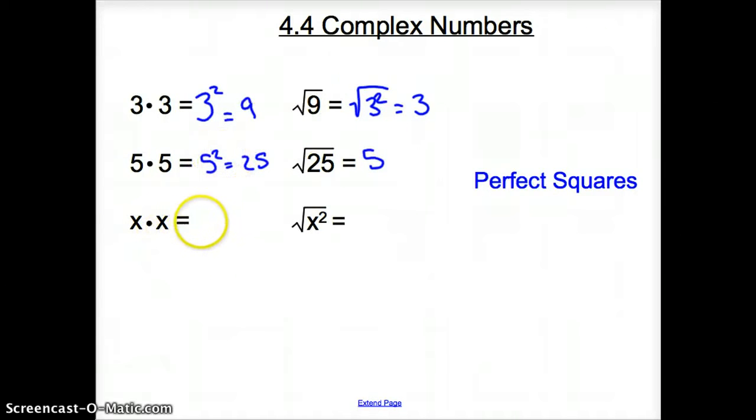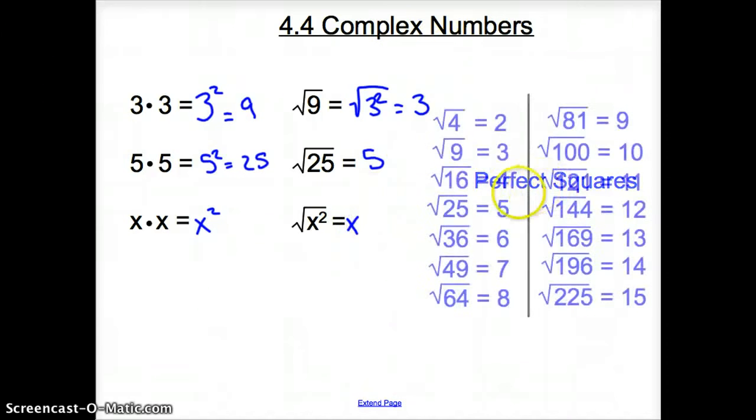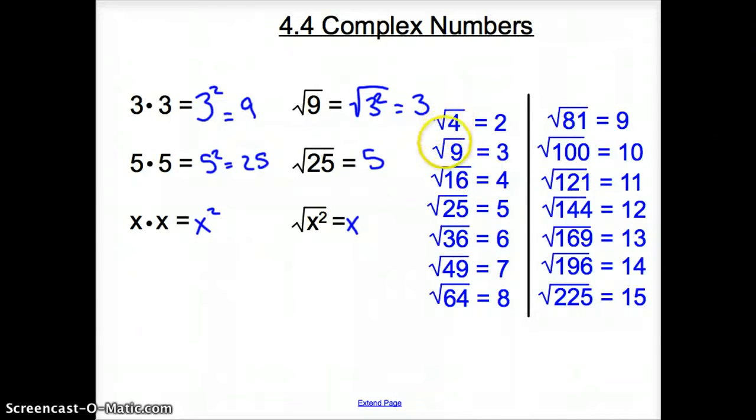How about x times x? X times x is x squared. The square root of x squared would just be x. So these fancy numbers do have a name. They are called perfect squares. The perfect squares are under the square root. All right, take note. These are the perfect squares.